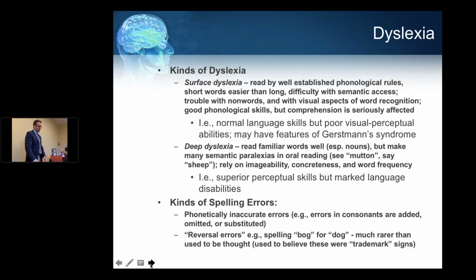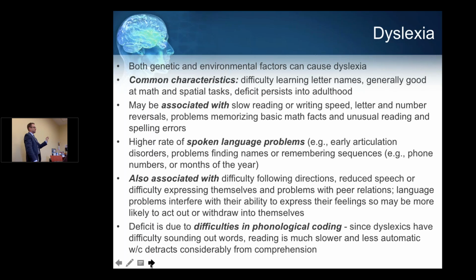So, all right, let's run through some facts about dyslexia. There's genetic and environmental factors. Usually it's the combination of both that can cause dyslexia. When I say environmental factors, I mean failure to thrive issues, things like that, where the brain isn't stimulated appropriately. Common characteristics: difficulty learning letter names, generally good at math and spatial tasks. So the most common dyslexia is where that spatial pathway is intact and where the phonetic issues are apparent. So that's typically what you see.